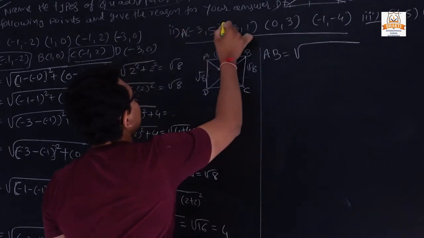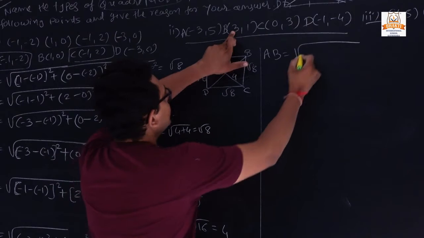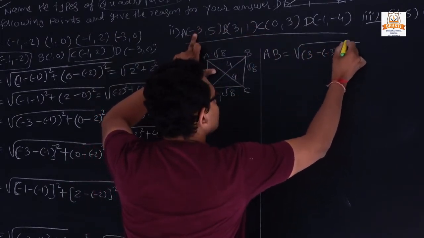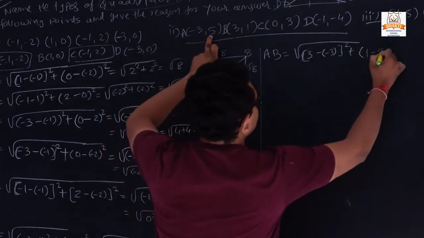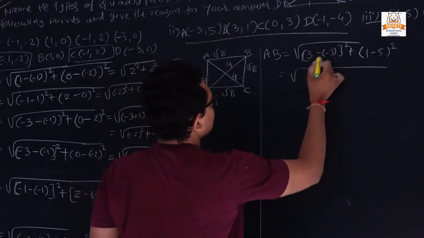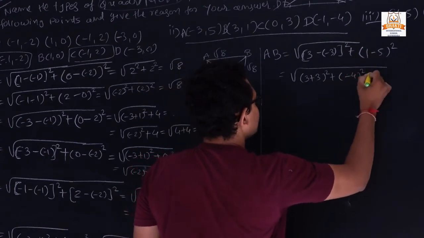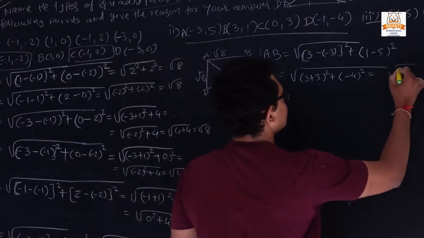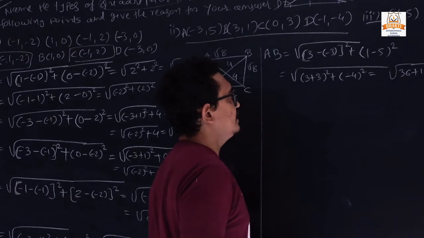So it is A, then it is B, C and D. So AB: (3 minus x1) all square plus (y2 minus y1) all square. We can simplify that, minus minus plus, and 1 minus, so it is minus 4 whole square. Simplify that, 3 plus 3 it will be 6, 6 square it is 36 plus 16, so it will be root 52. Clear? It is root 52.